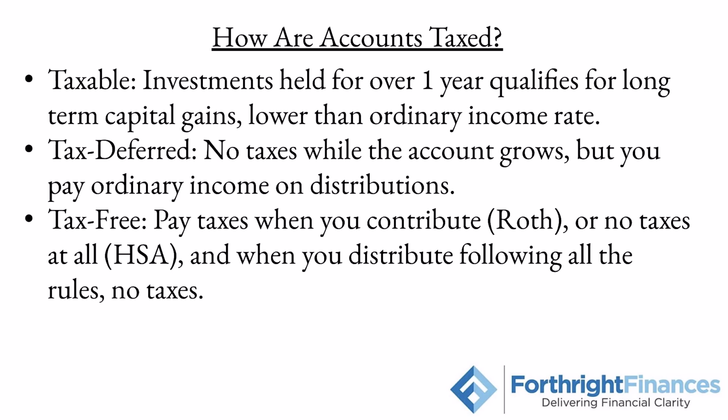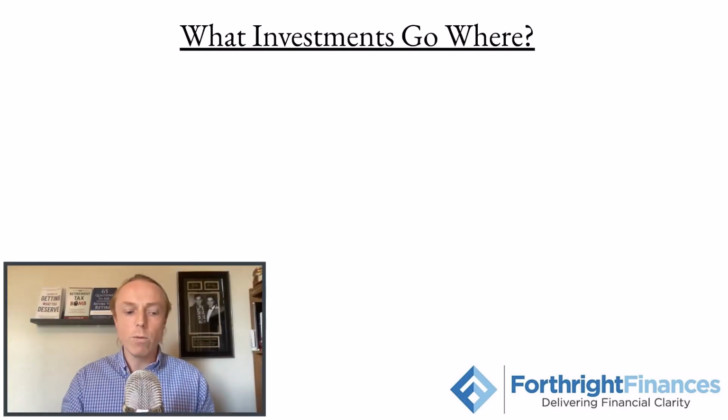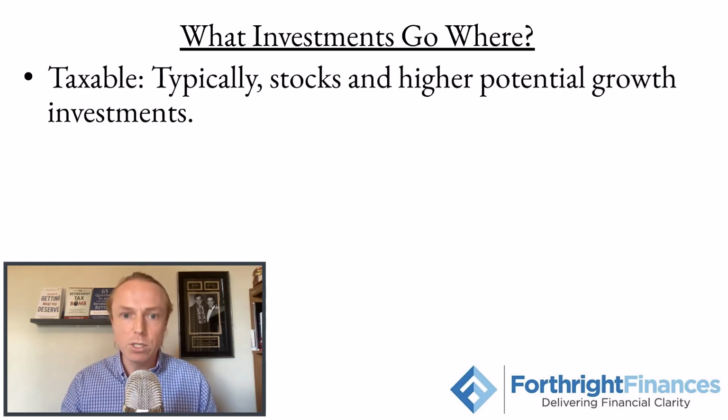And so let's talk specifically how we can use asset location to benefit us. And what we want to do, again, is we want to put different investments in each of those three investment account types. So your taxable accounts, the joint and individual accounts, you typically want to have stocks and higher potential growth investments in there, and you hold them for over a year. And then when you want to sell them, you get to pay the lower long-term capital gains tax rate. And so that's a great benefit.